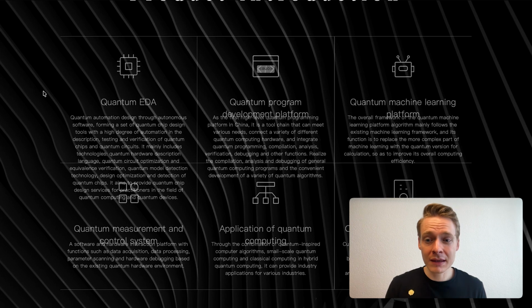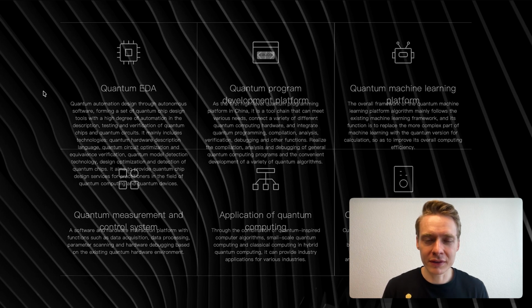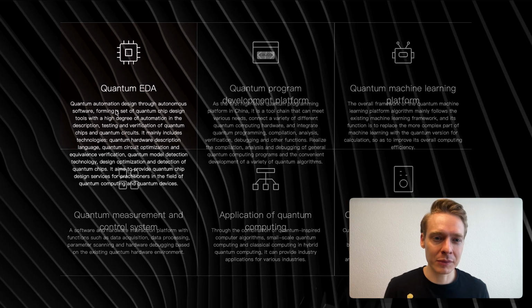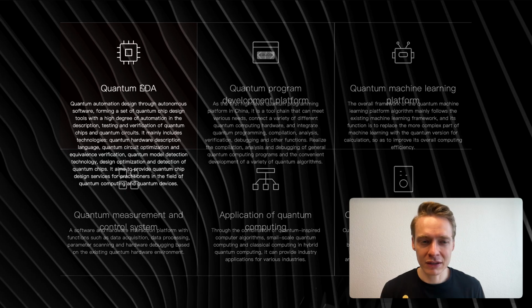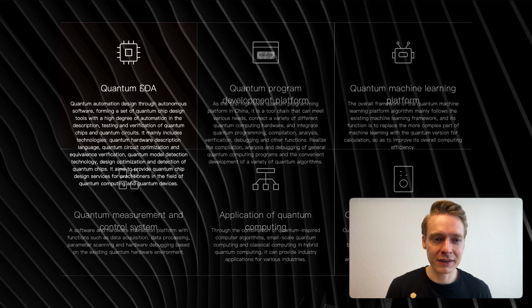Product introduction. So here we now see the different, I guess, properties of the platform. So quantum EDA, quantum automation design for autonomous software, forming a set of quantum chip design tools with a high degree of automation in the description, testing and verification of quantum chips and quantum circuits. It mainly includes technologies quantum hardware description language, quantum circuit optimization and equivalent verification, quantum model detection technology, design optimization and detection of quantum chips. It aims to provide quantum chip design services for practitioners in the field of quantum computing and quantum devices. So this is, let's say, targeting very much the low level. This is targeting the production stage, the testing stage of this quantum technology.